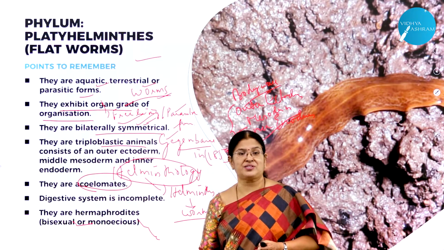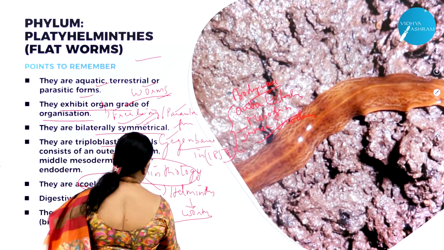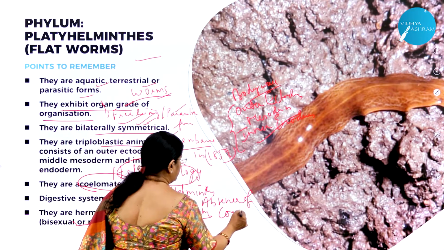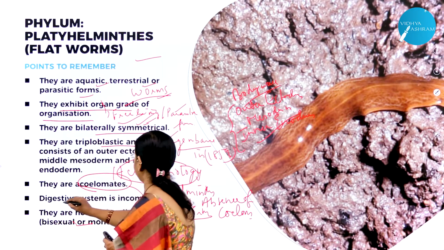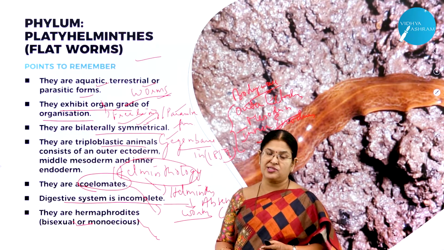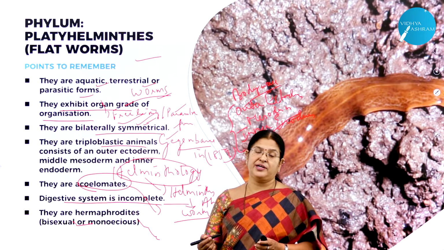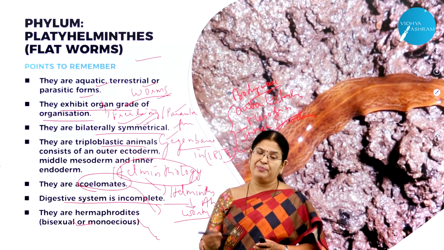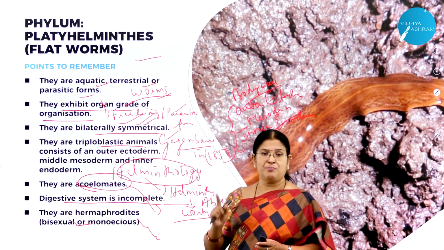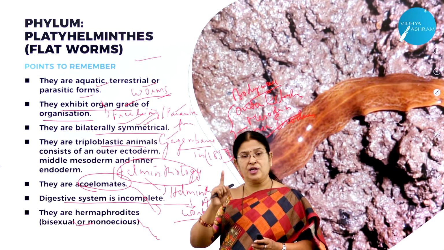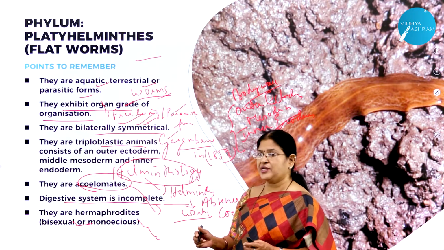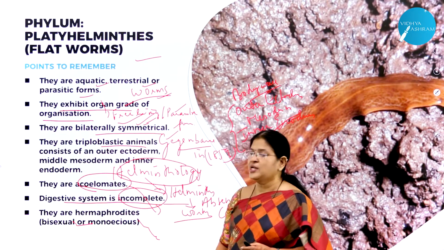What do you mean by acoelomates? Absence of coelom. Without coelom, right? Then the digestive system is incomplete. Hope you remember when we studied the organ systems, we studied two very important types: incomplete digestive system and complete digestive system. What do you mean by incomplete digestive system? There is only one opening, that is the mouth. So only one opening serves both the entry of food and the exit of excretory waste. So there is only one opening, hence you call it what?